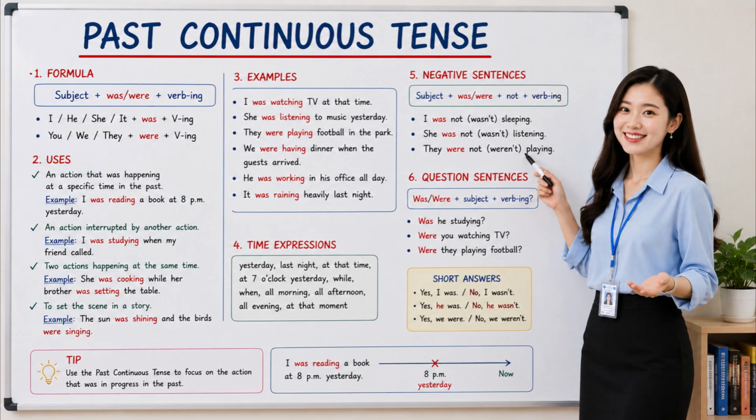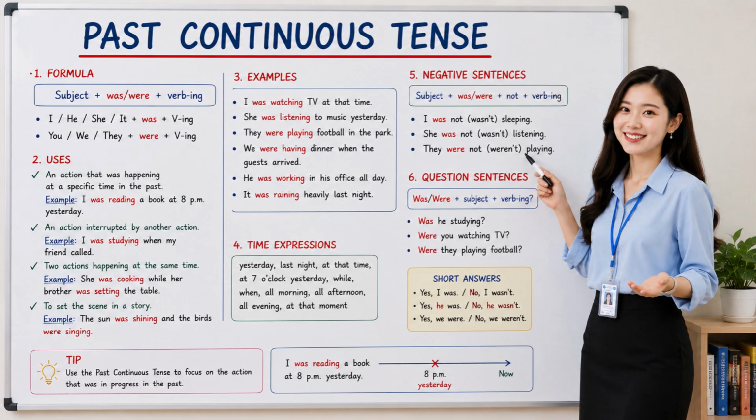4. Setting the scene in a story. Writers often use the past continuous to describe the background situation in stories. Examples: the sun was shining, and the birds were singing. People were walking along the beach. The children were playing in the park. Cars were moving slowly through the city. Everyone was enjoying the festival. These sentences help create a picture of what was happening in the background.